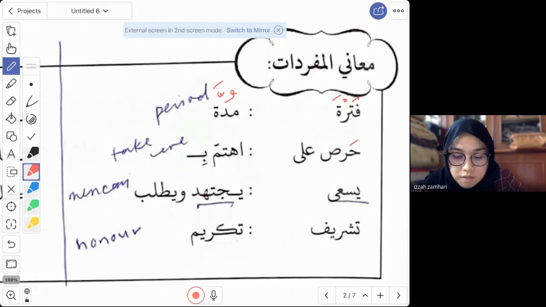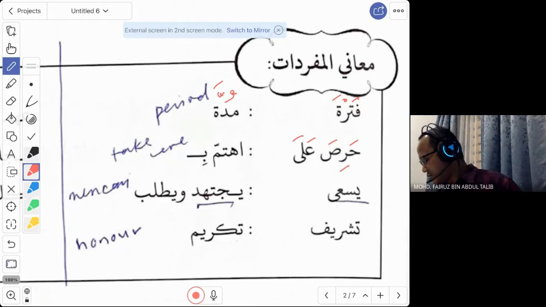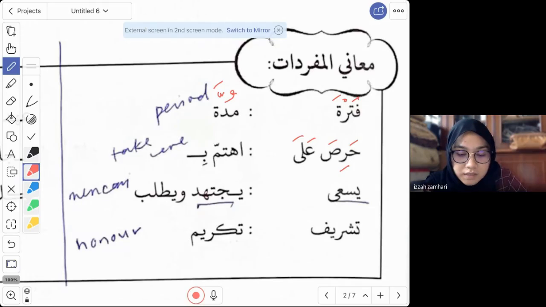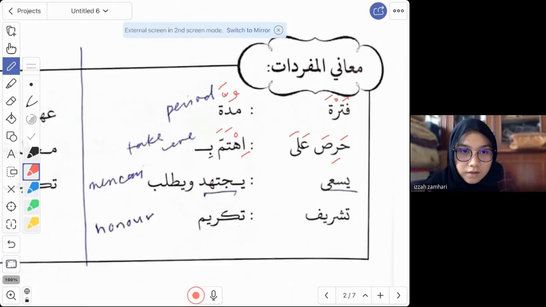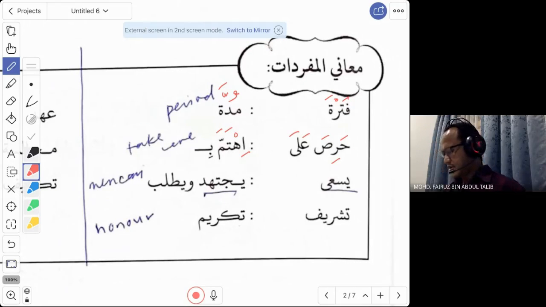Next phrase, harisa ala. This is synonymous to ihtamma, ihtamabi. So the meaning? To take, where is it? To take care. Take care.